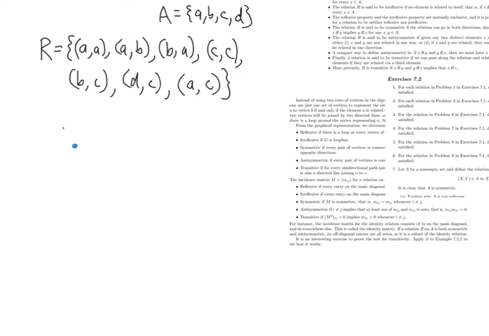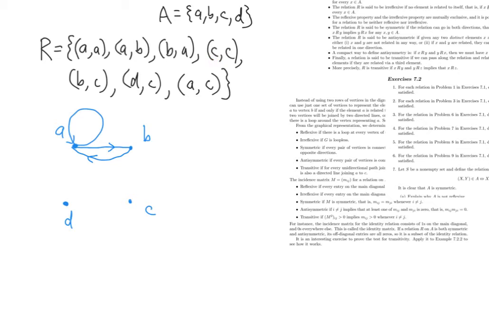I'm going to make my vertices A, B, C, and D, and I'm going to draw directed edges if there is an ordered pair connecting those two in that order. So A comma A, I'm going to draw a loop. A comma B is going to be a directed edge from A to B. And B comma A is going to be a directed edge from B to A, like that.